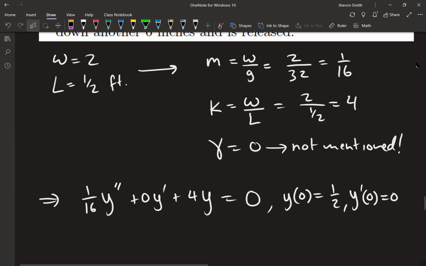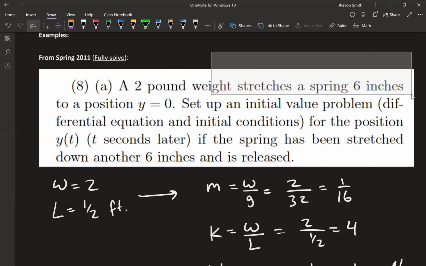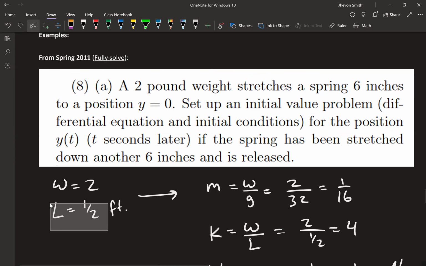How do we know L? It's mentioned here. It says a weight stretches the spring by 6 inches. L is the length that the mass will stretch the spring. Big L, that's what it is. So 6 inches is 1/2 a foot, and so that's big L, 1/2.